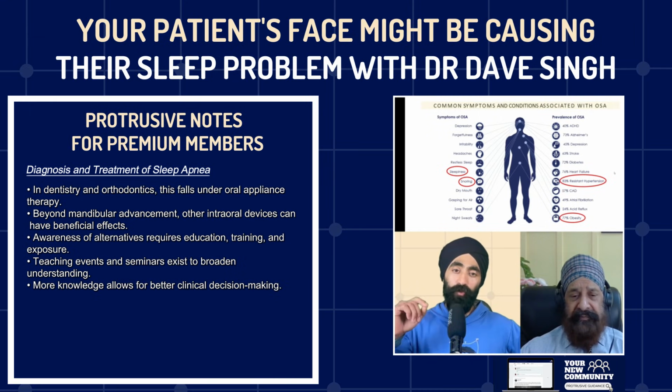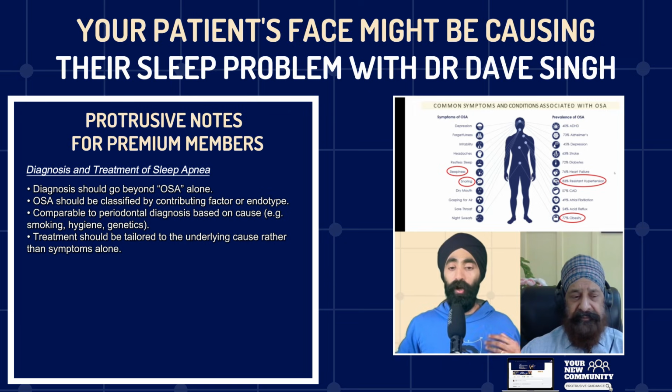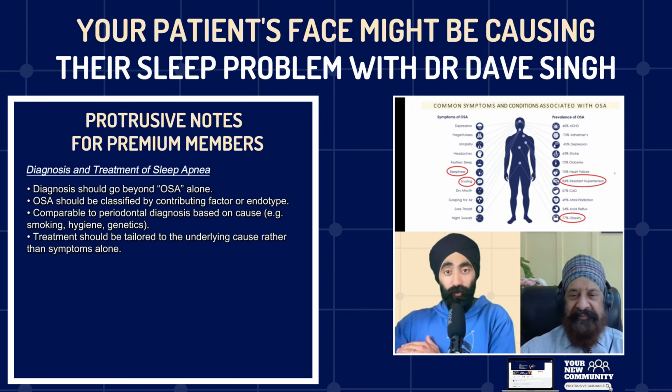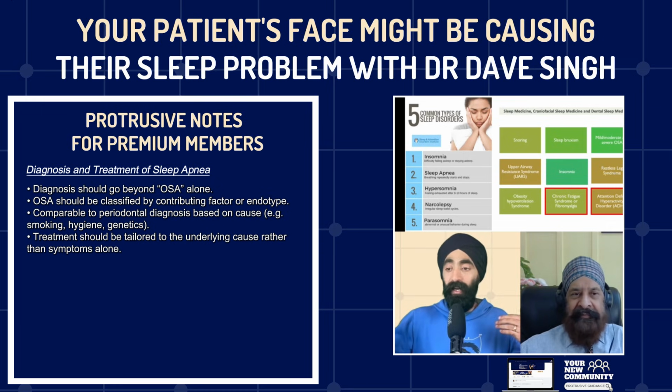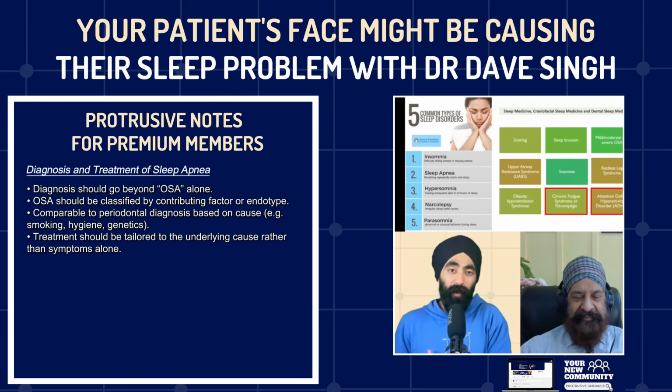It's all about diagnosis, isn't it, Prof? Because diagnosis is not just OSA. It should be OSA due to this factor or that factor or that factor. It's a bit like when we diagnose periodontal disease. It's periodontal disease due to smoking, or due to poor hygiene, or due to having an aggressive form that's genetically linked, and then treating that accordingly. Am I talking sense here? Absolutely. That makes complete sense.